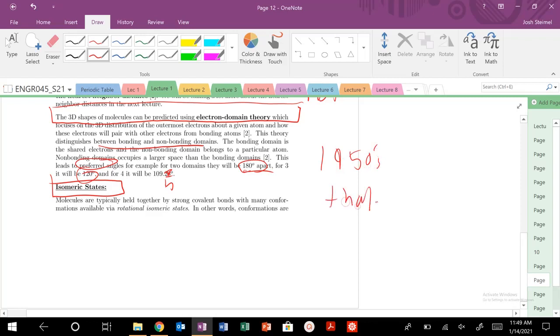Thalidomide, I'm probably spelling this incorrectly, but you can Google that and check it. Thalidomide comes in two forms, a left-handed form and a right-handed form. Both of these are compositionally identical, but structurally distinct.